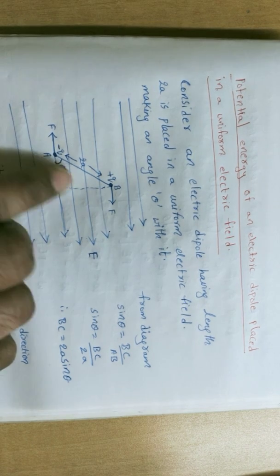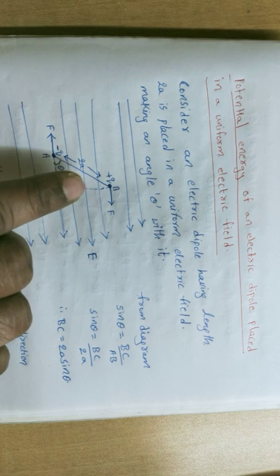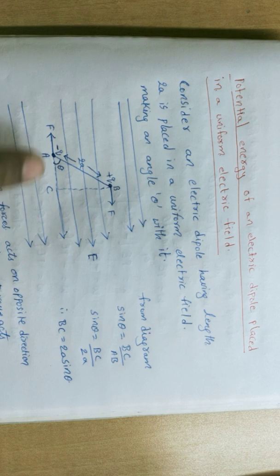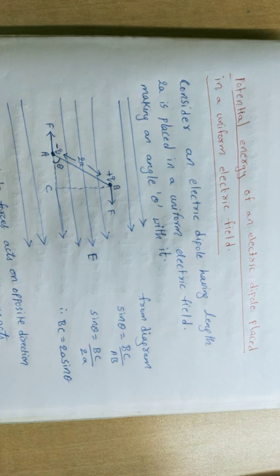Here AB is the dipole, which has length 2a. That dipole makes some angle theta with the uniform field. See, on the charges in the uniform electric field, a force is developed. So from the given diagram we observe two equal and opposite forces acting on the electric dipole in opposite directions. From these two equal and unlike forces, a couple is developed.